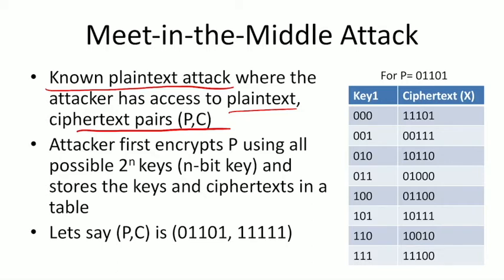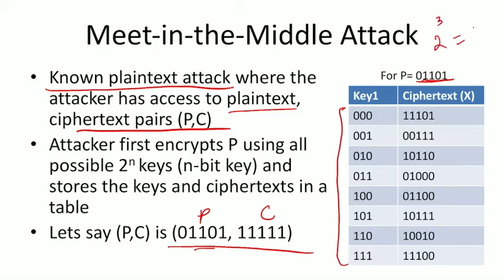So let's assume that our plaintext and ciphertext are a 5-bit block each, and let's say this is one pair: a plaintext 01101 and a ciphertext of all ones, a pair that the attacker has access to. And for simplicity, let's assume that the key size is 3 bits. So the attacker will compute ciphertext using all possible 3-bit keys with the cipher. This table here shows sample values resulting from encrypting this plaintext with all possible 8 keys, because we have 2 raised to power 3 possible keys for a 3-bit key. So the attacker is going to encrypt this plaintext with all these 8 possible keys and store their corresponding ciphertext values. Let's assume that this is the table that they get.